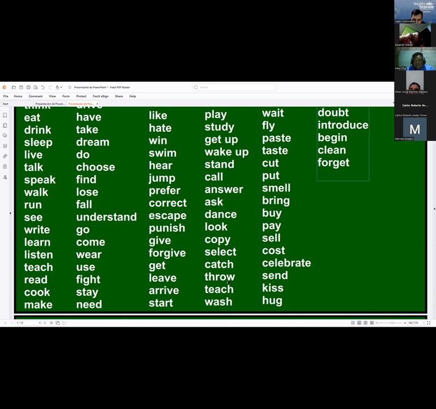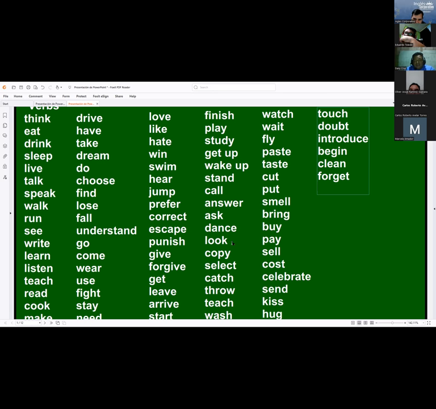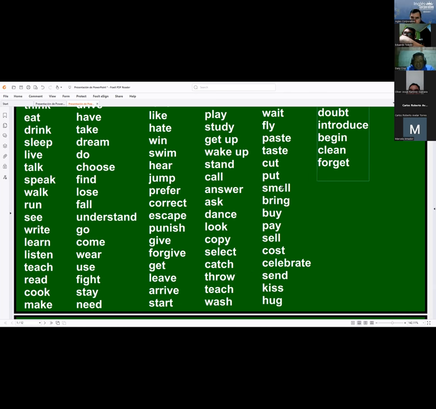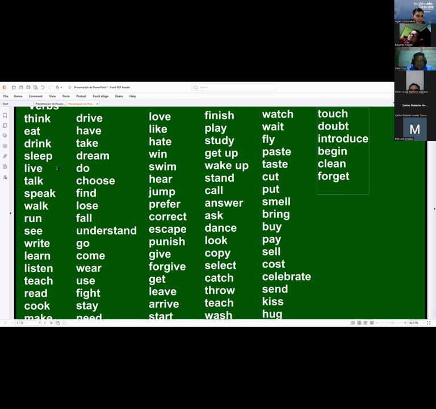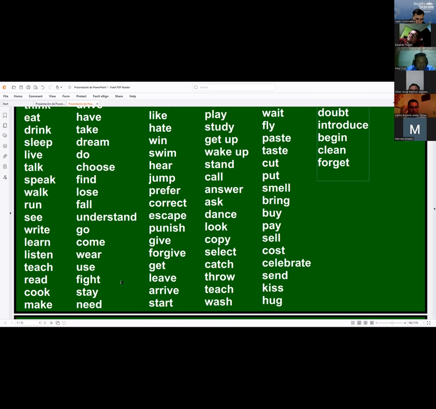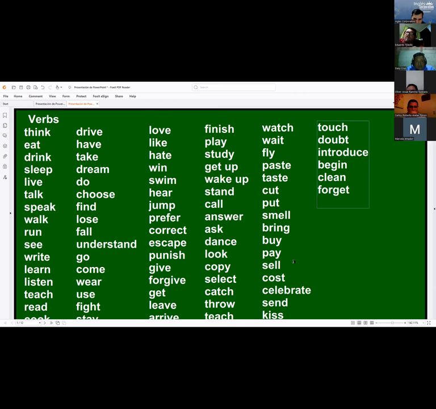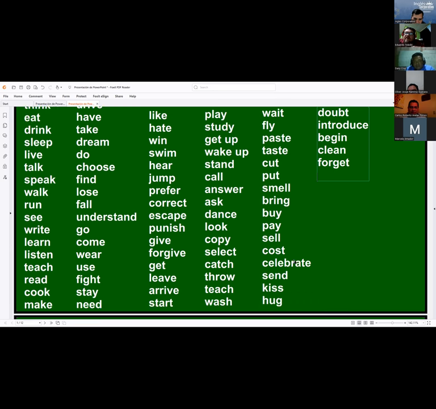Lend. We have lend somewhere here. I know that somebody said lend to me. Let me see. I know that I put it, but I don't find it. So it doesn't matter if I repeat it, right? If it's repeated, forgive me, but I couldn't find it. Lend. Borrow.